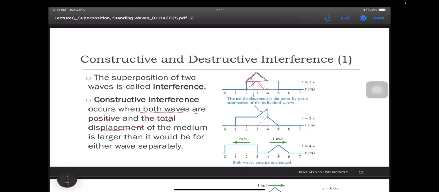And then it will continue, and this is what they will leave, and then they will travel in separate directions. So we call this constructive interference, because both waves are positive. Does it make sense to you?